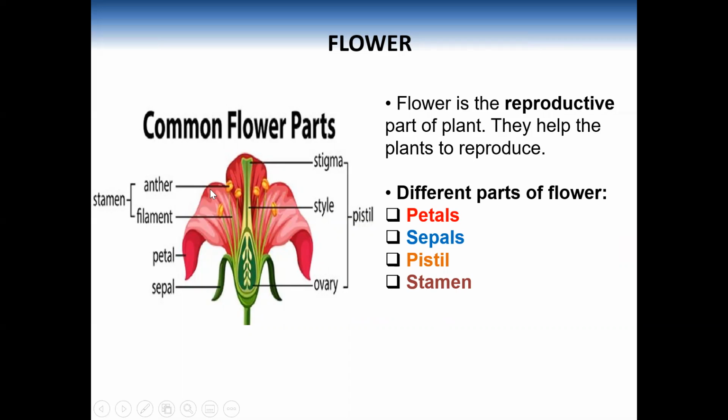This colorful part of a flower is known as petal. This green leaf-like structure is sepal. This tube-like structure is known as stamen, which has two parts, anther and filament. And this tube-like structure, which is present at the center, is pistil, which has three parts, stigma, style, and ovary. Now we are going to discuss each and every part of the flower in detail.